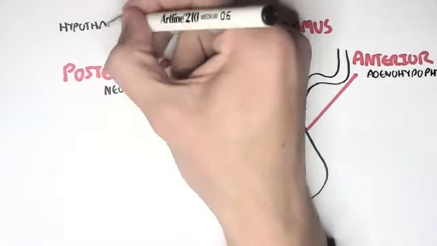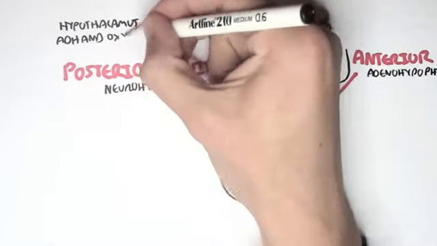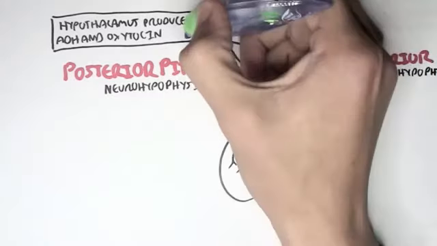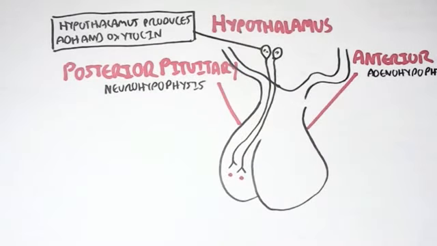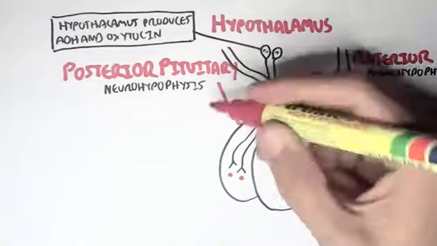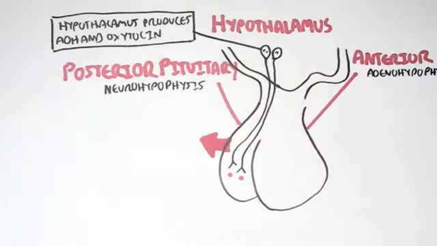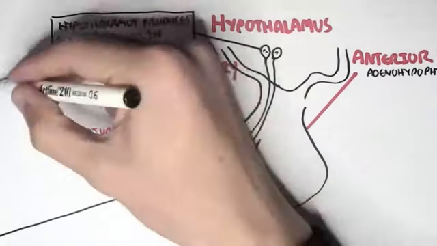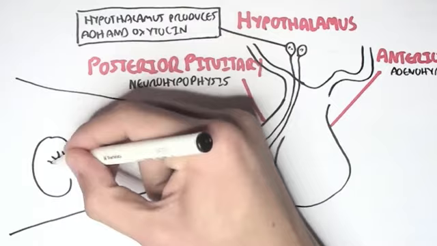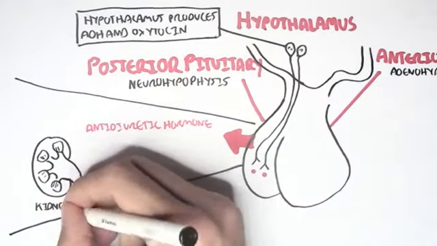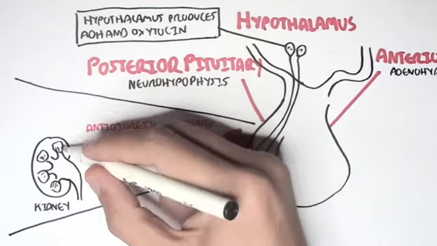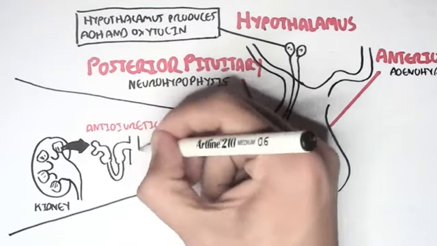Actually, the hypothalamus synthesizes antidiuretic hormone and oxytocin. These hormones are synthesized in neurons, and these neurons will then pass on these hormones to the posterior pituitary. And so from here, when a stimulus arrives stimulating the secretion of these hormones, the posterior pituitary can then secrete the antidiuretic hormone. The antidiuretic hormone's main function is water retention, so it targets the kidneys, particularly the kidney tubules.